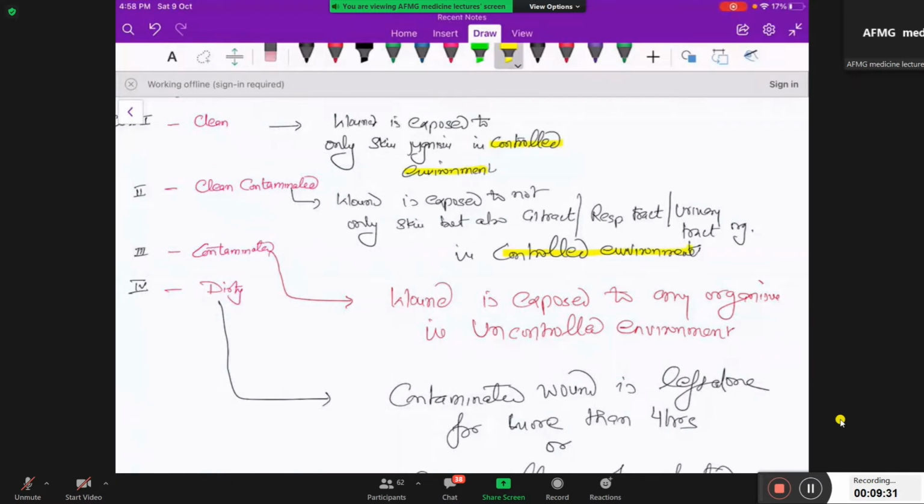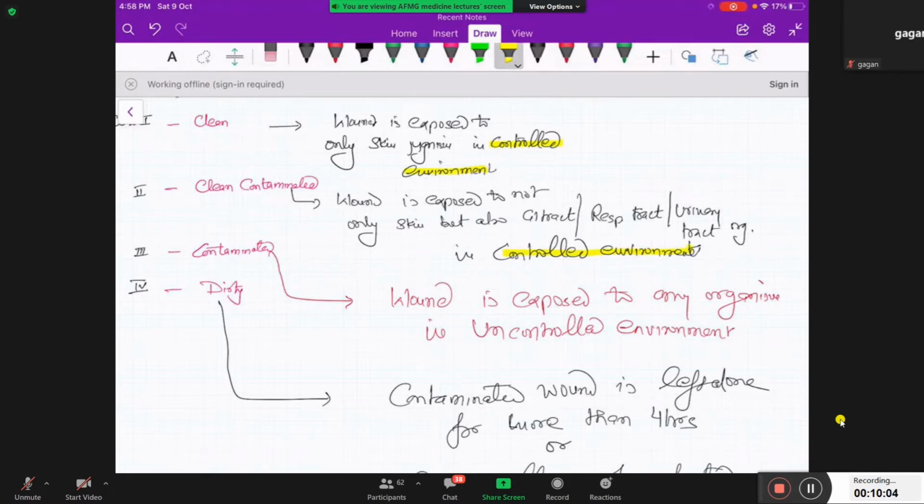Clean wound. The same surgery can have a different wound also. How? Say for example, if I ask you what type of wound are you going to have in an infected sebaceous cyst excision? Again, don't be in a hurry. We have to see the environment. We are going to operate in a minor operating room. Outside environment still controlled. Infected sebaceous cyst.